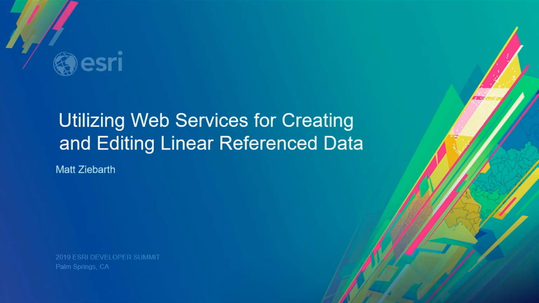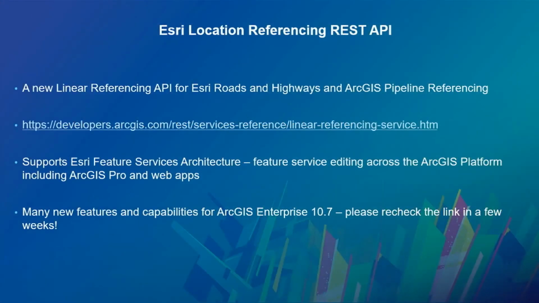That would be with 2.3 and 10.7 for pipeline referencing, so that's going to be out in just a few weeks. Everything that I show in regards to the API documentation is going to update in just a few weeks when 10.7 Enterprise is released. So please, I encourage you to open up the link again and see some of the updates, as we do have a lot of new changes there. So the new API, here's the link right here, which I'd like you to update in a few weeks.